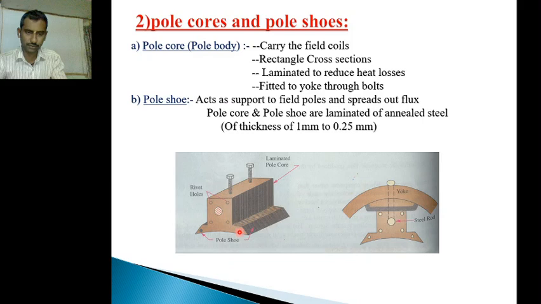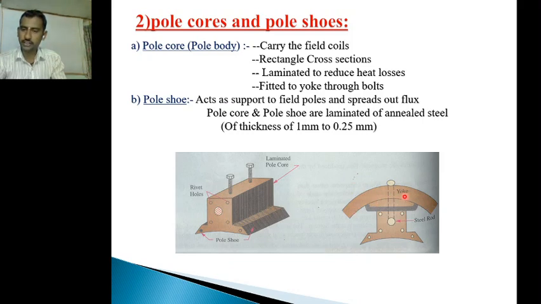That means it is some support for the field winding, and as we already told, it is also provided for the low reluctance path. So how is that low reluctance path provided by the pole shoe itself? It spreads out the flux over the entire area. The pole core and pole shoe are laminated, made up of annealed steel, and the thickness of those laminations is 1 mm to 0.25 mm.